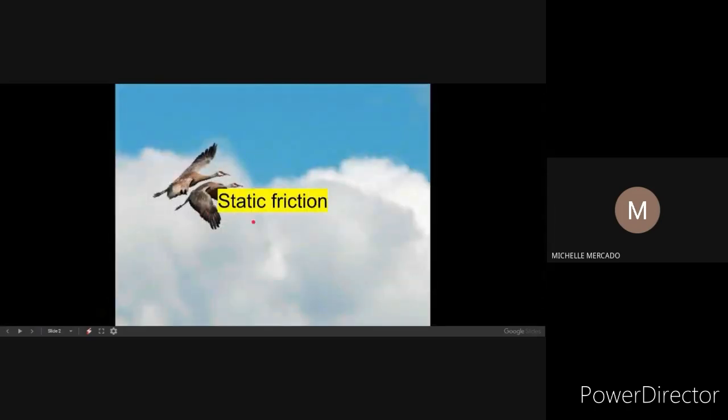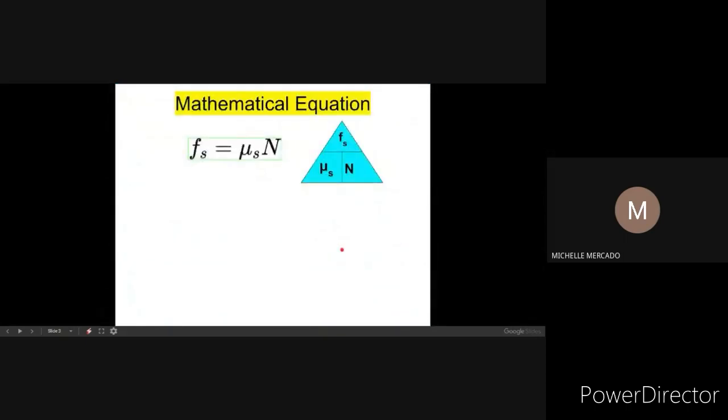Again, when we say static friction, it is the friction present on an object that is not moving or is about to move. The mathematical equation we're going to use to identify the static friction on the object is the following. The subscript s stands for static, and the small letter f stands for friction. So the static friction is equal to the coefficient of static friction multiplied by the normal force.